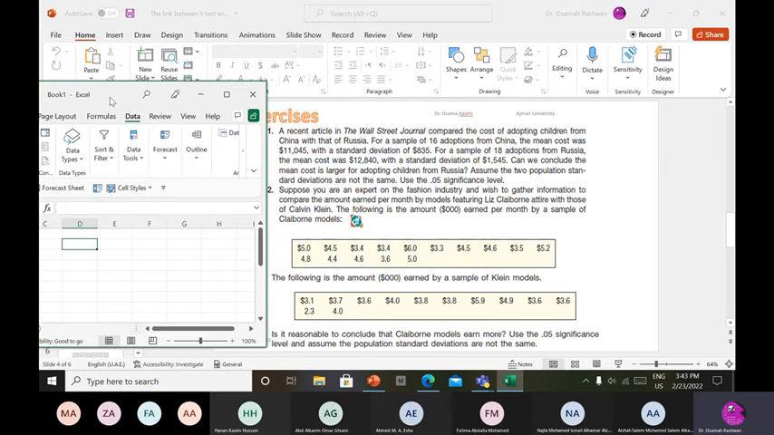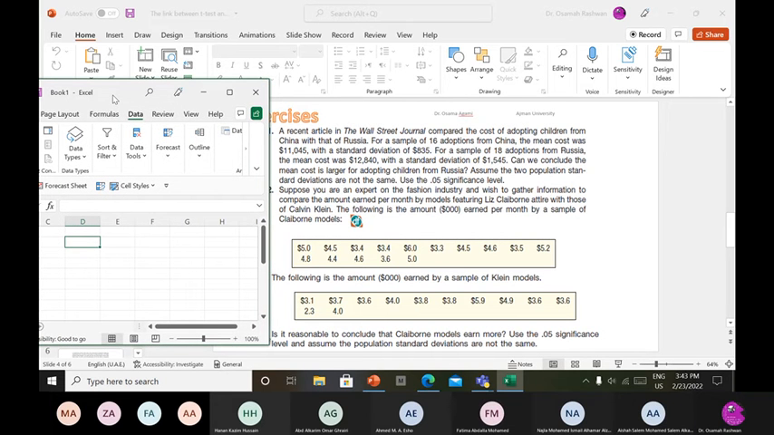So I have in the first column, this Columbia model. So this is Columbia model. Okay. This is what? Killen model. I input the data here for which is what?